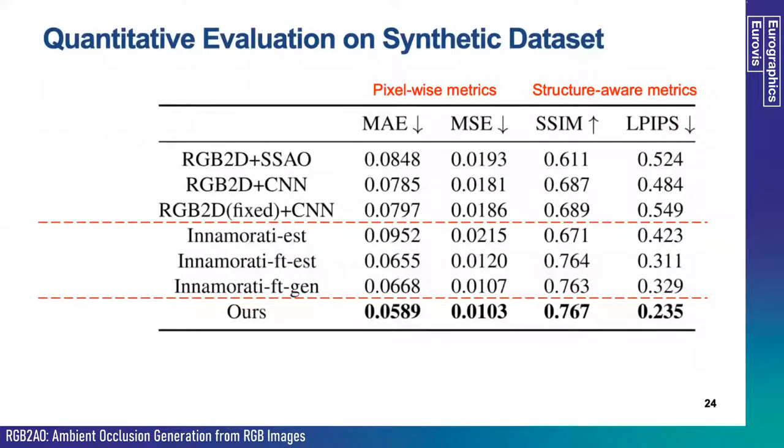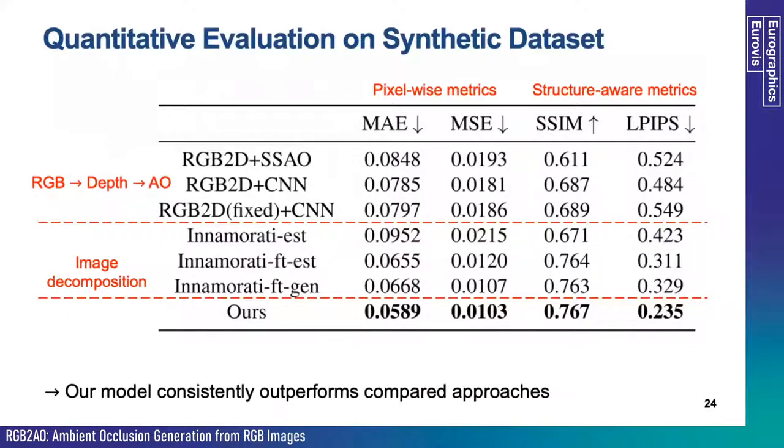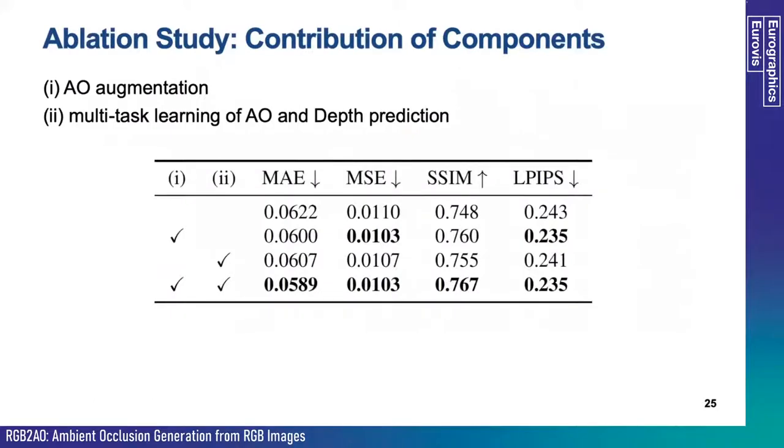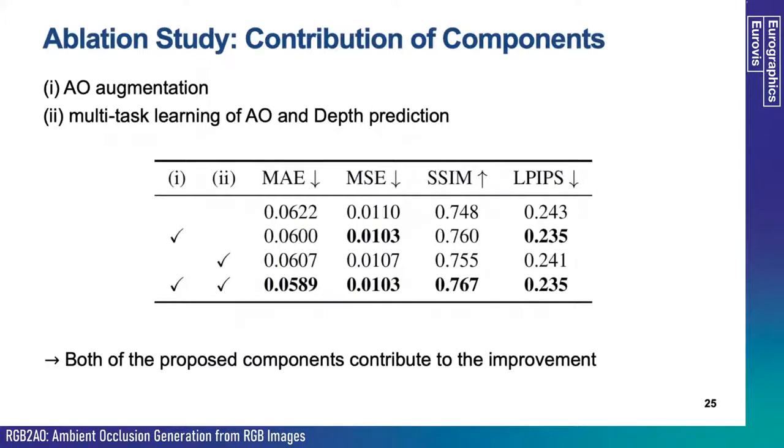In this table, we show the quantitative evaluation results of our model compared with the two approaches that we have been discussing. The first group is for the variants of the RGB2Depth2AO approach, and the second group is for the variants of the image decomposition approach. It is clear that our model consistently outperforms the compared approaches. We also conducted an ablation study on the contribution of our proposed components, AO augmentation and multitask learning of AO and depth. We report the evaluation metrics in the table. We can see that both of the proposed components contribute to the performance improvement.